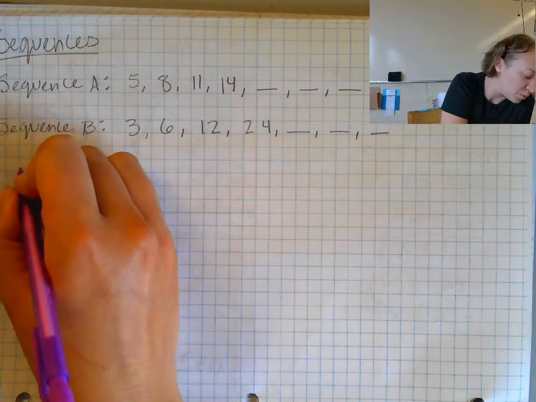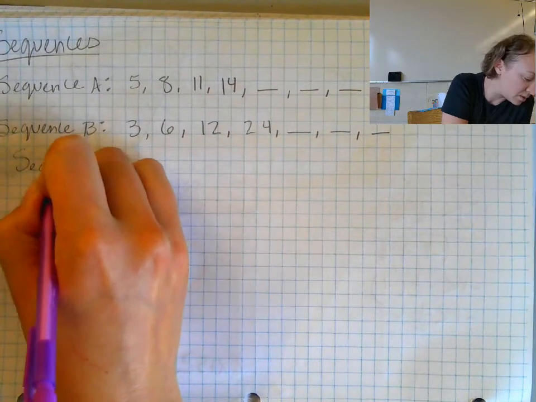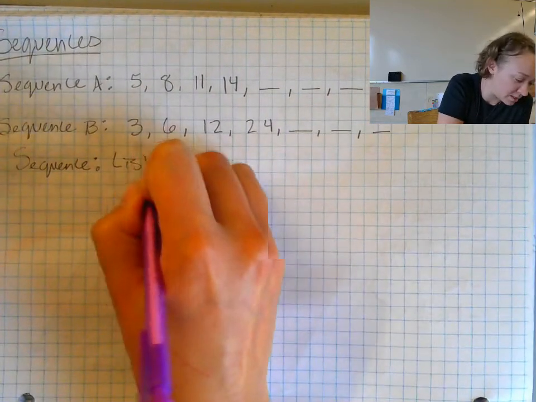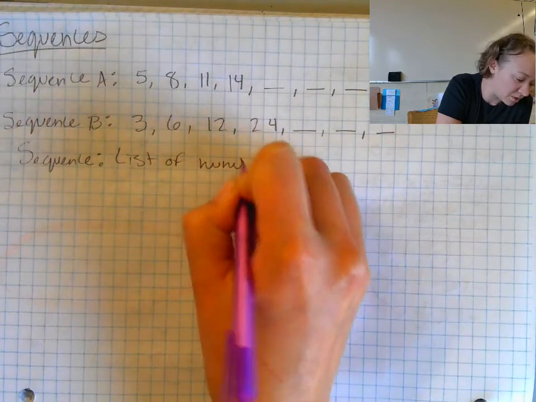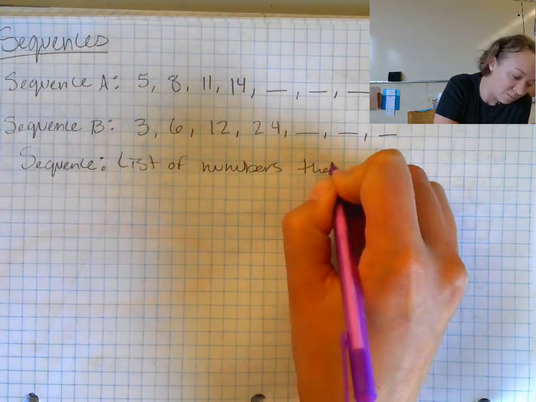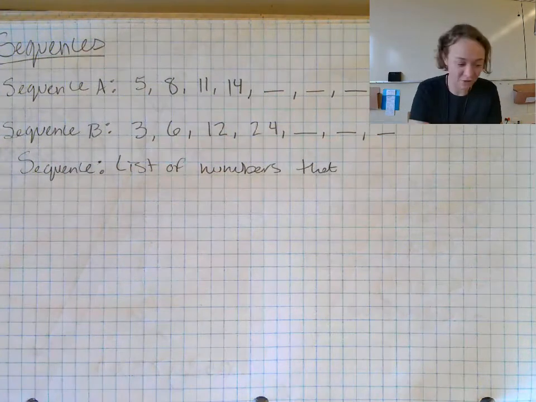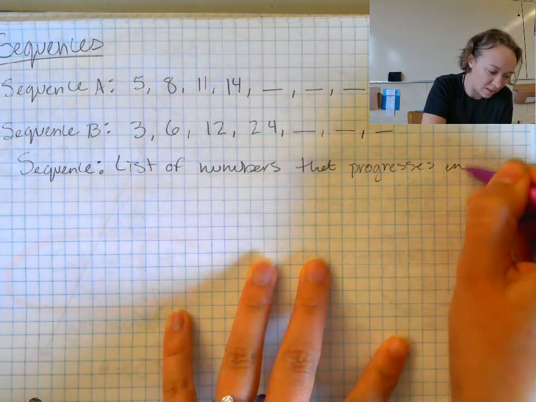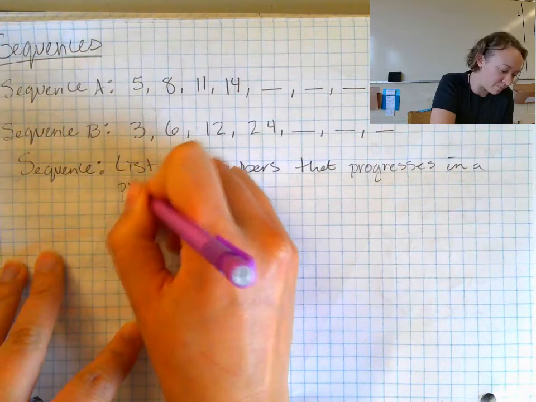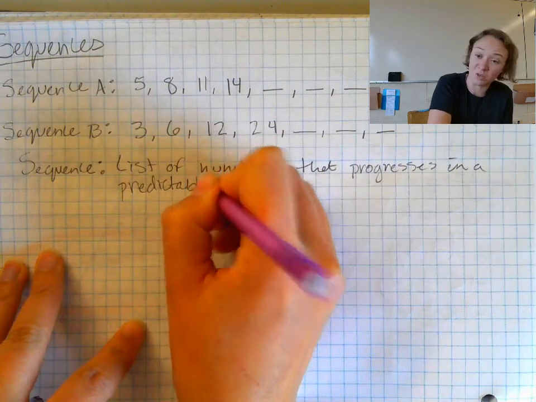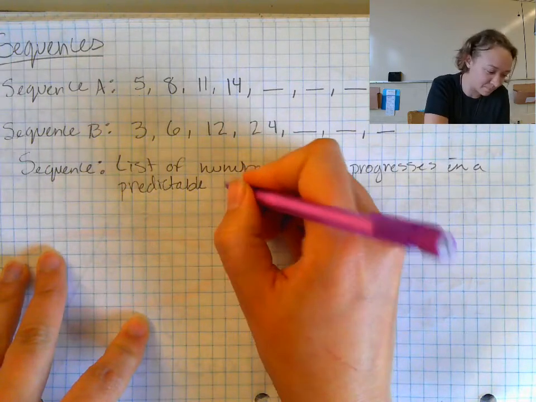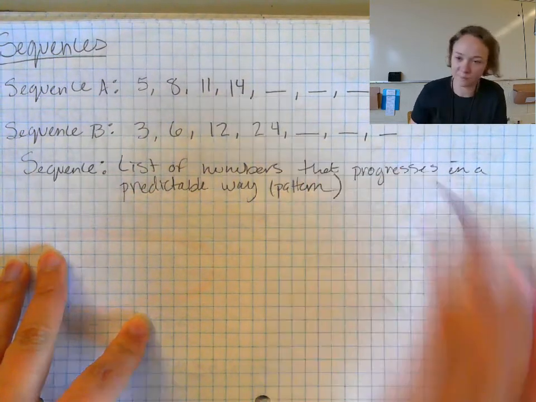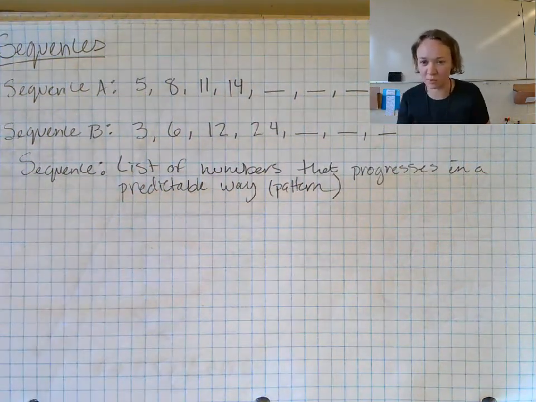So a sequence, let's define a sequence. And we'll talk about the answers here. A sequence, I'm going to call it a list of numbers that progresses. They don't always get bigger, right? They can get smaller. So I'm going to say progresses in a predictable way. Doesn't mean they're always easy to predict, but there is some sort of a pattern. It's not always possible to write rules for them, but there should be some sort of a pattern there.